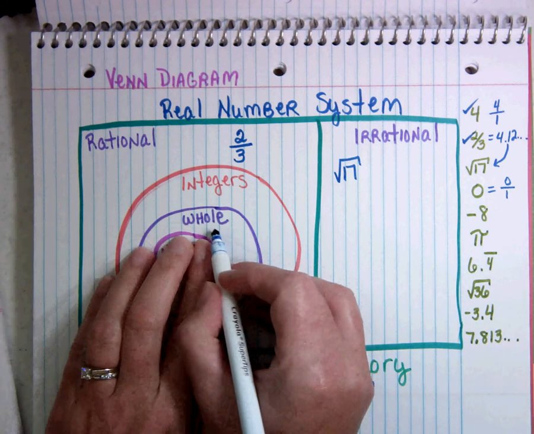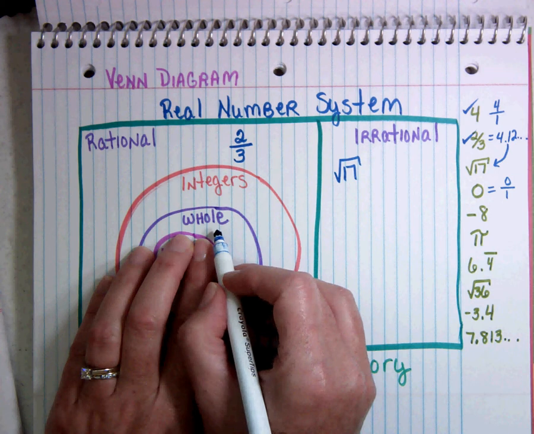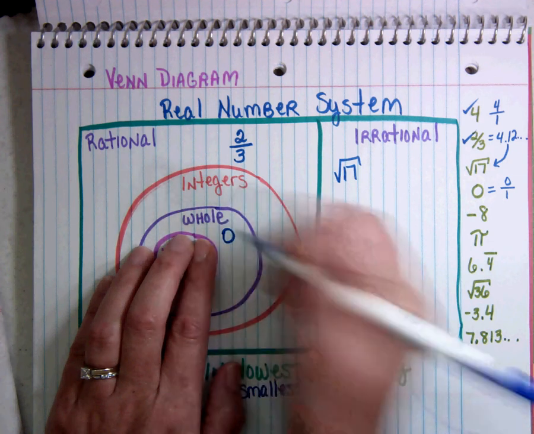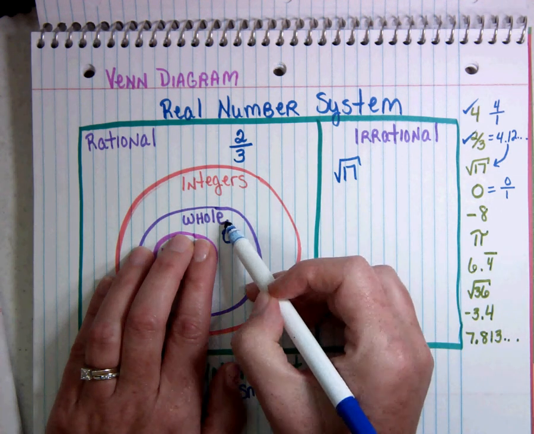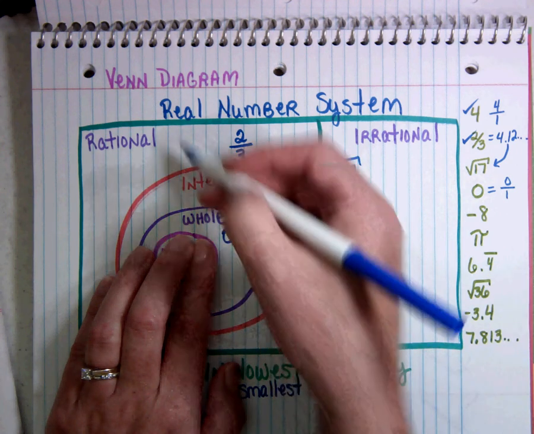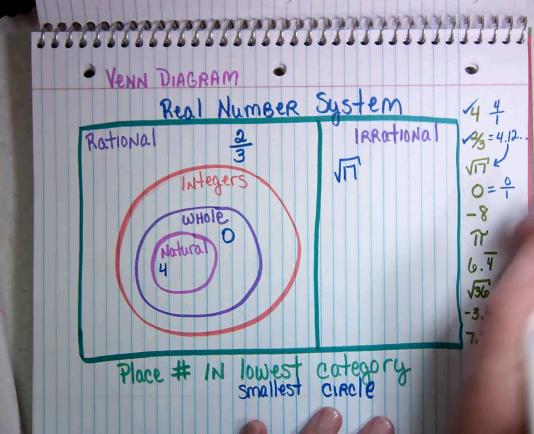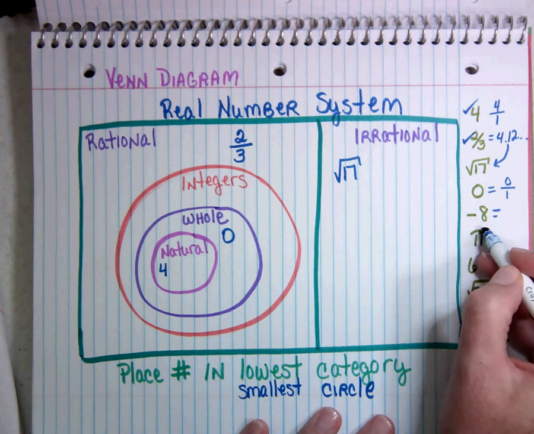Is 0 a whole number? Now, you technically can not buy 0 cupcakes, but 0 is considered a whole number, and so we're going to put it there. That means 0 is a whole number, and it's an integer, and it's rational.